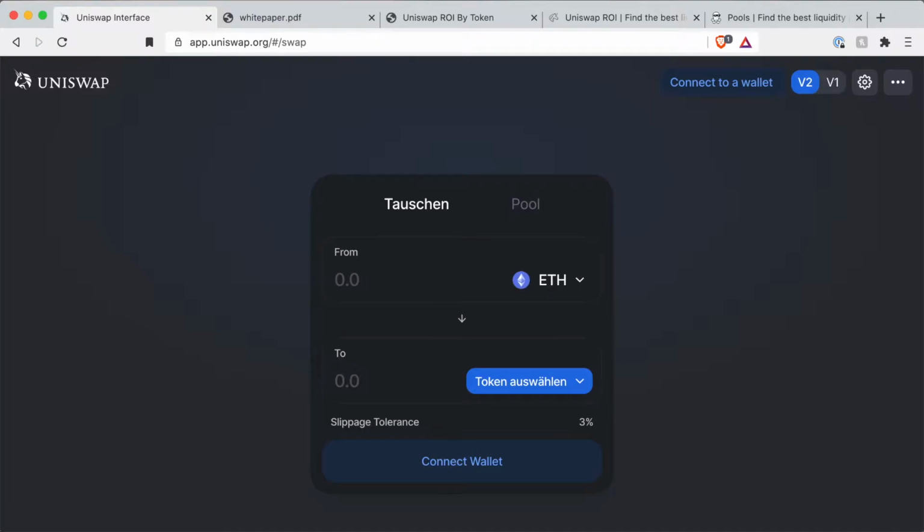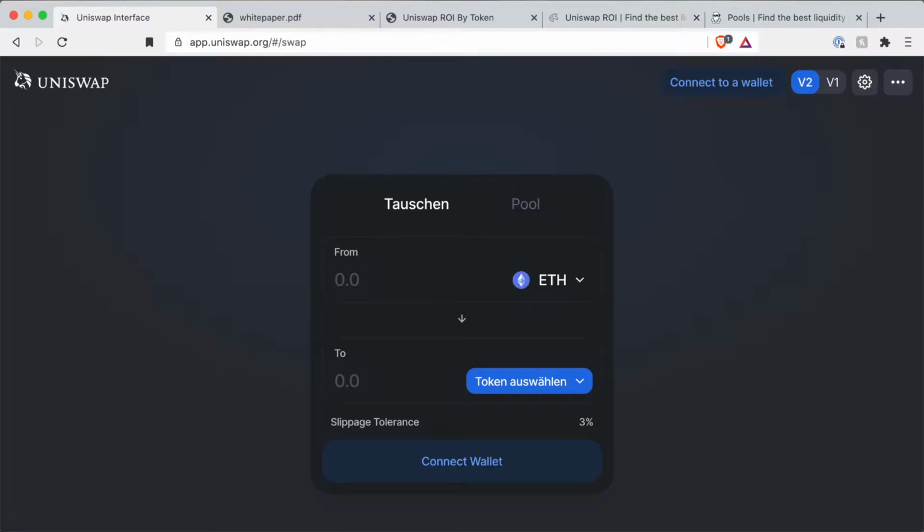Uniswap is the biggest decentralized exchange at the moment, and it's the base of a lot of DeFi applications of today, and especially the base of a lot of DeFi applications which are being built right now, even on top of Uniswap. Basically everything here is based on Ethereum. You can trade any ERC20 token available.